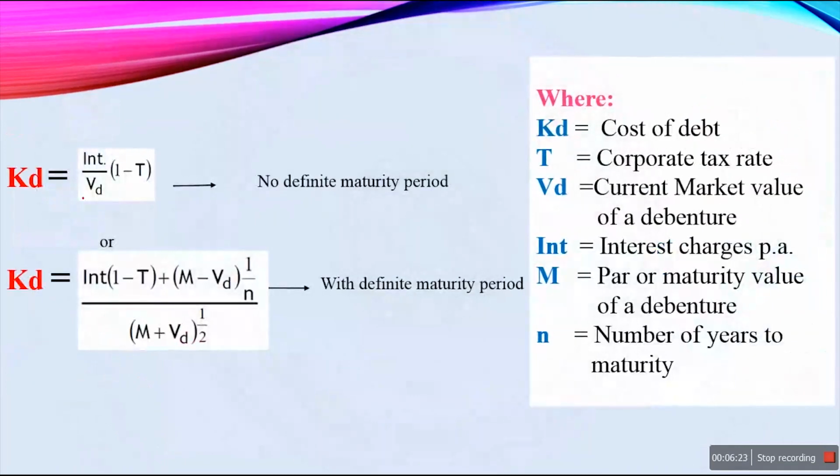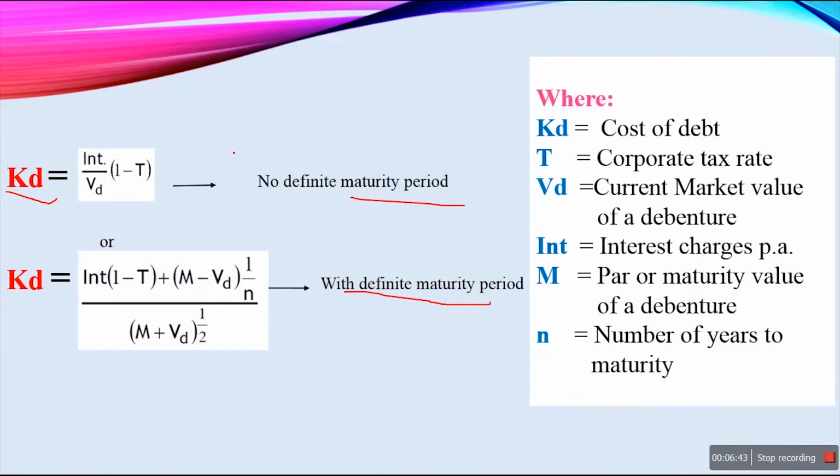The cost of debt, which is represented by KD, is given by two different formulas: when there is a maturity period given, and when there is no maturity period given.